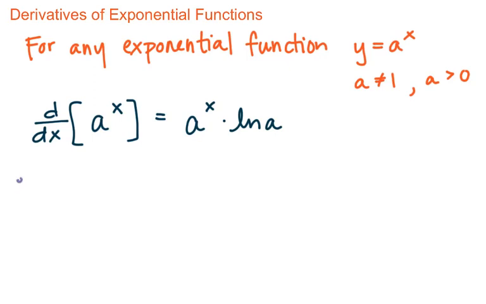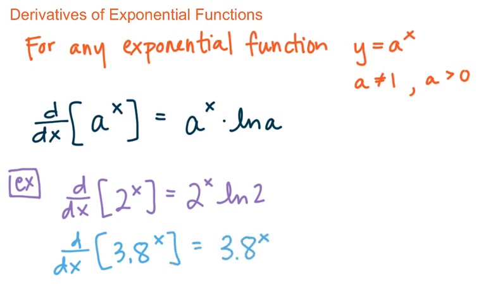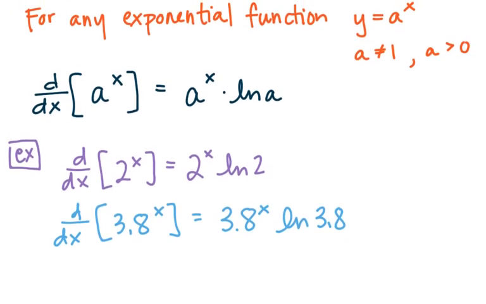So, for example, if I asked you to find the derivative with respect to x of 2 to the x, that would equal 2 to the x times the natural log of 2. Or the derivative with respect to x of 3.8 to the x. That would equal 3.8 to the x times the natural log of 3.8. Remember, natural log of a number is just another number. More specifically, though, it is an irrational number. The digits go on and on.